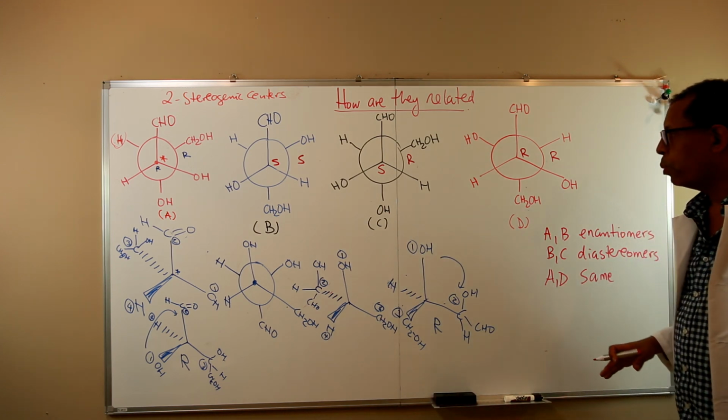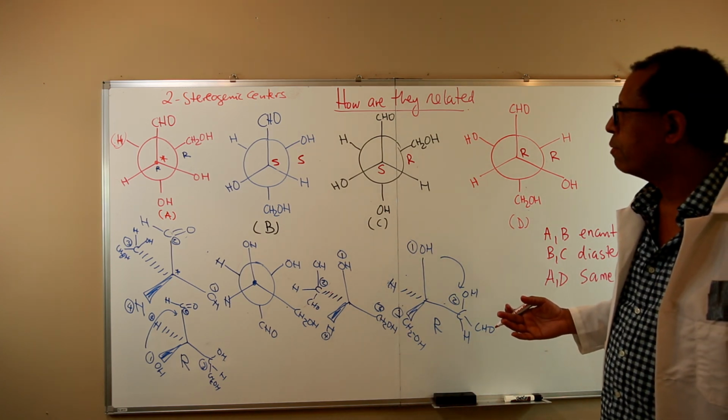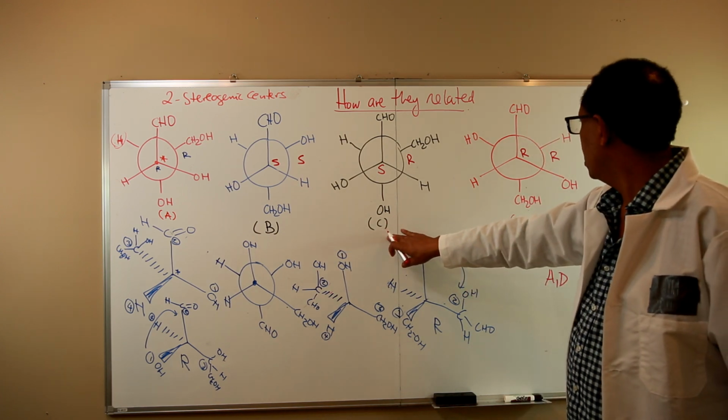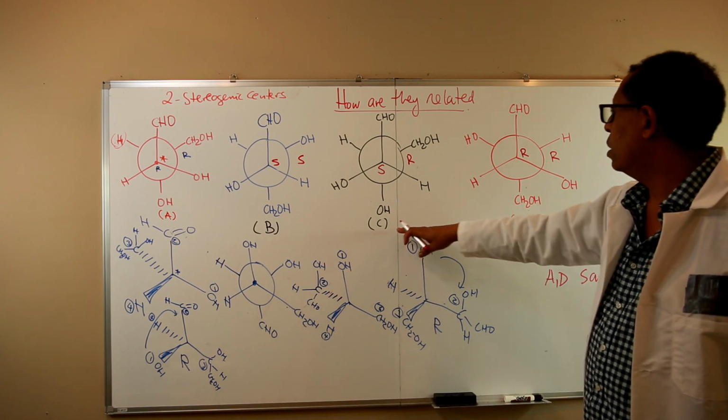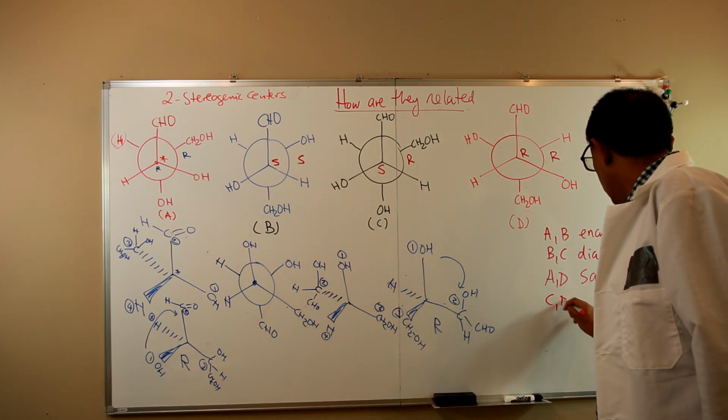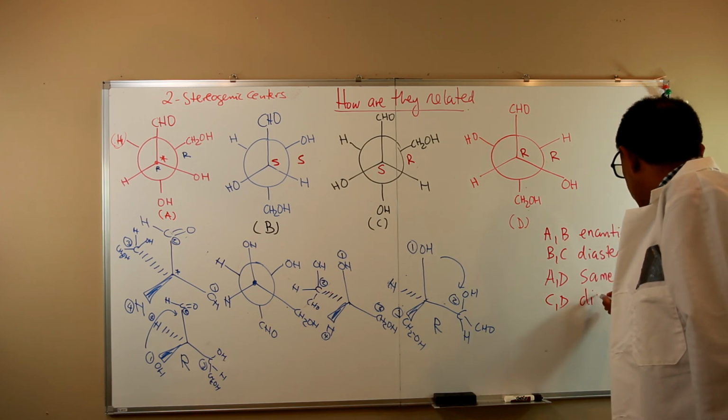So what we have is all the relationships figured out. B and C are, okay, how about C and D? C and D are also diastereomeric. C and D are diastereomers.